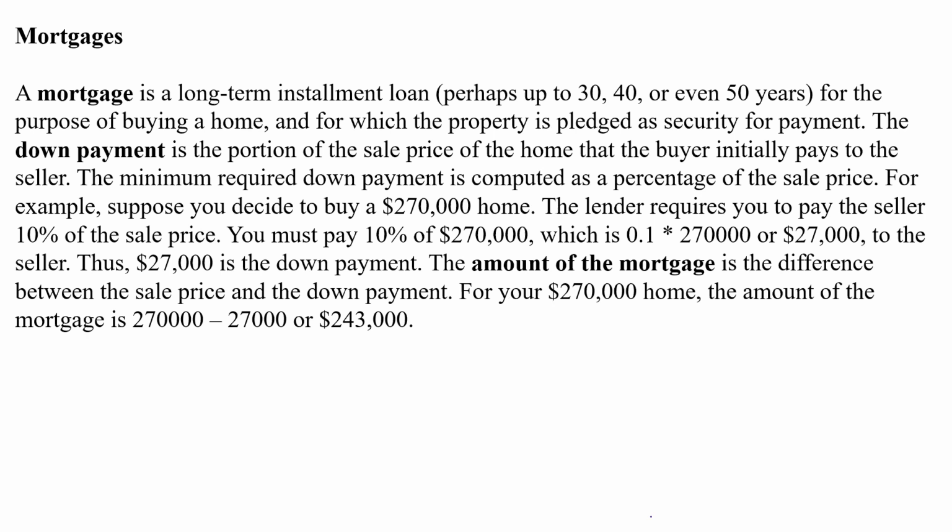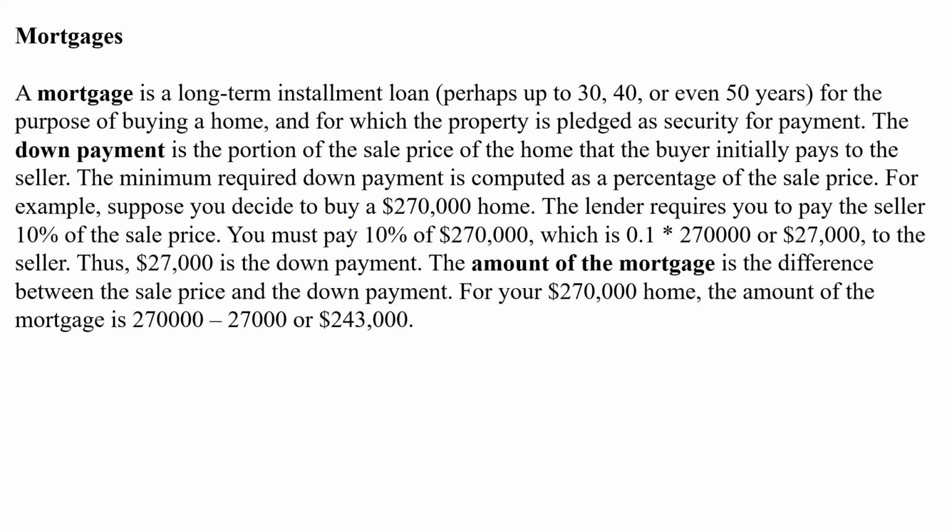So here we have mortgages. A mortgage is basically a long-term installment loan, perhaps up to 30, 40, even 50 years, for the purpose of buying a home, and for which the property is pledged as security for payment. Now, the down payment is the portion of the sale price of the home that the buyer has to initially pay to the seller, and the minimum required down payment is computed as a percentage of the sale price. For example, suppose you decide to buy a home that costs $270,000. The lender requires you to pay the seller 10% of the sale price. So you must make a down payment of 10% of 270,000, which is 0.1 times 270,000, or $27,000, to that seller. Thus, our $27,000 is the down payment.